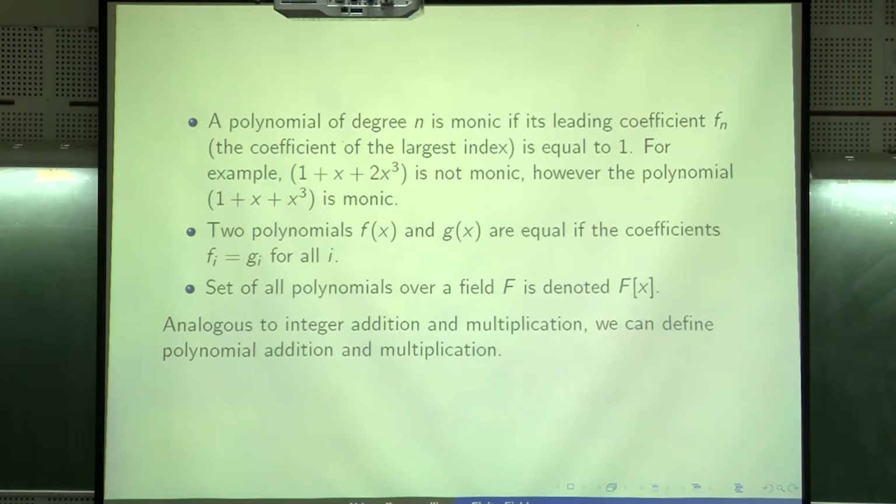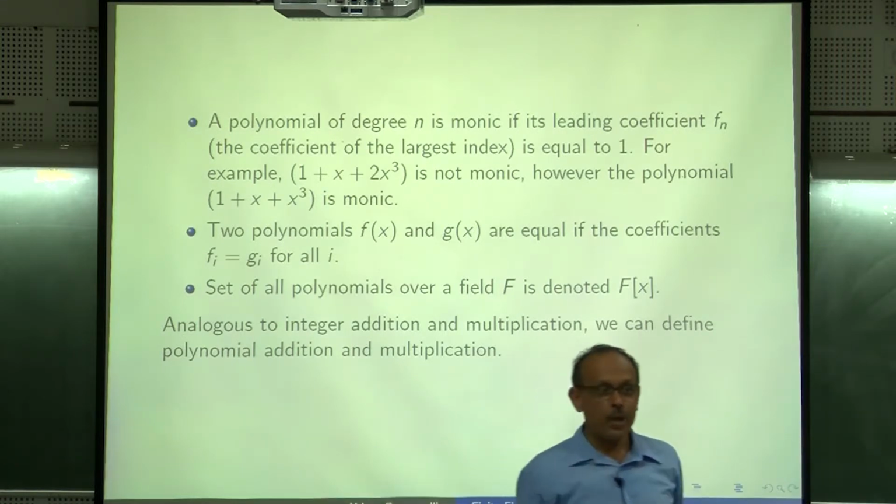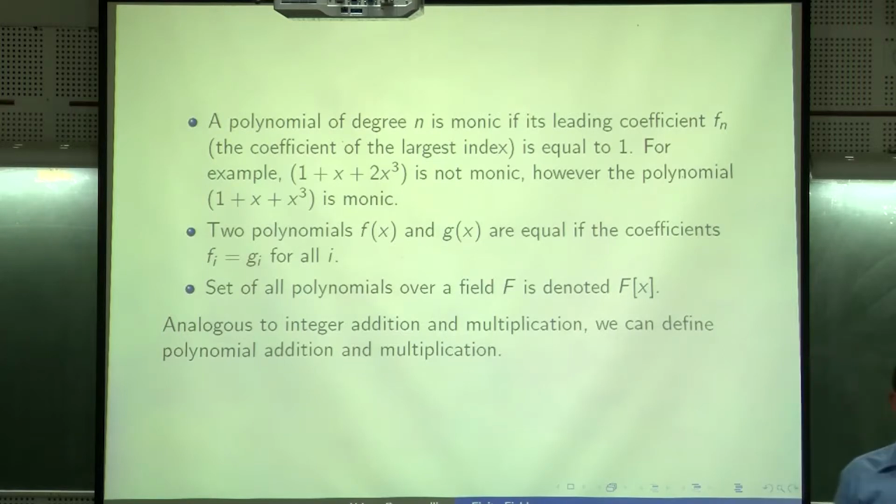So you have the monic idea, and two polynomials f(x) and g(x) are equal if the coefficients fi and gi are equal. So now I also need equality. How do I compare two polynomials? When can I say two polynomials are equal? When they are equal in every coefficient. The set of polynomials over a field F is denoted by F[x].